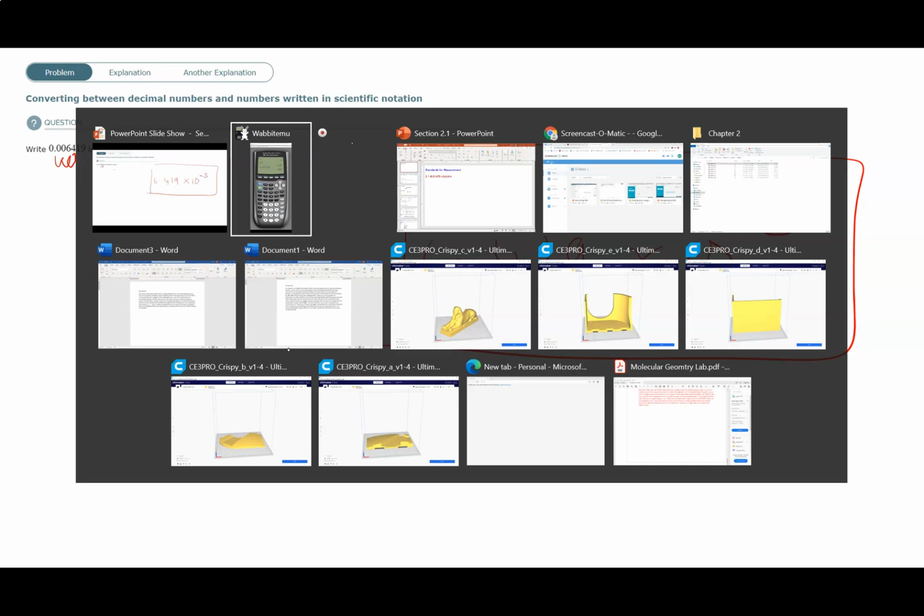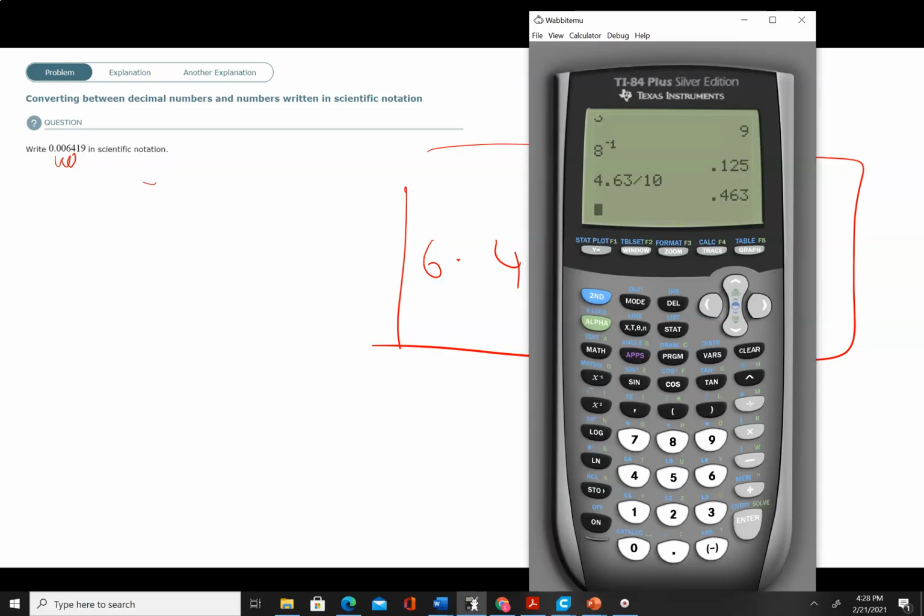Now it turns out that your calculator will also do this for you. If I change the mode to scientific, not engineering, scientific, there we go, enter. And I'm going to quit out. When I put the number in and I ask it to return that number, if I just hit enter here, it'll convert it to scientific notation for me. You see that? All right.